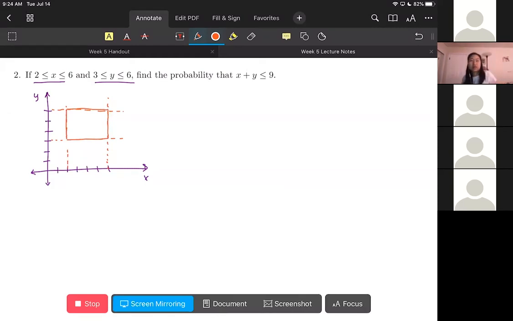Does everyone see what that is? Yes, please. What's the area of this rectangle?